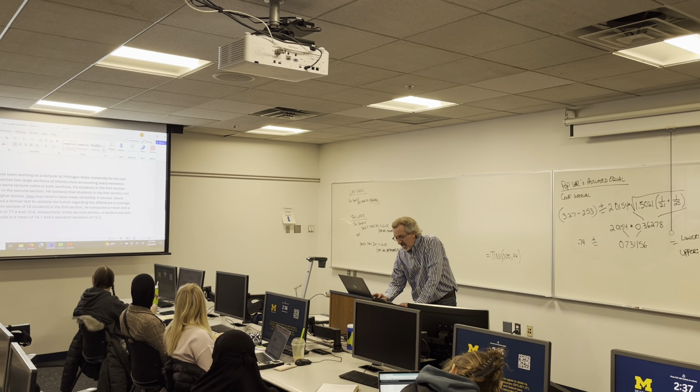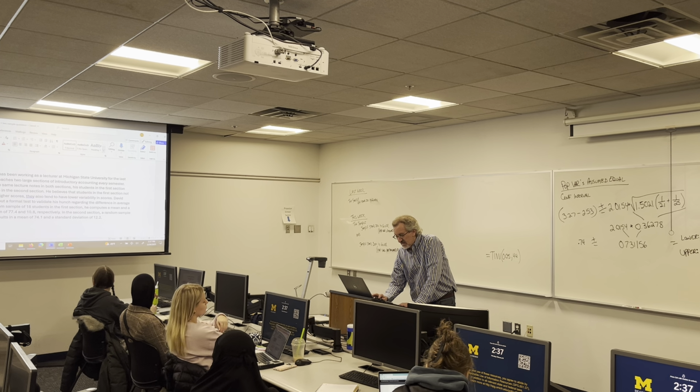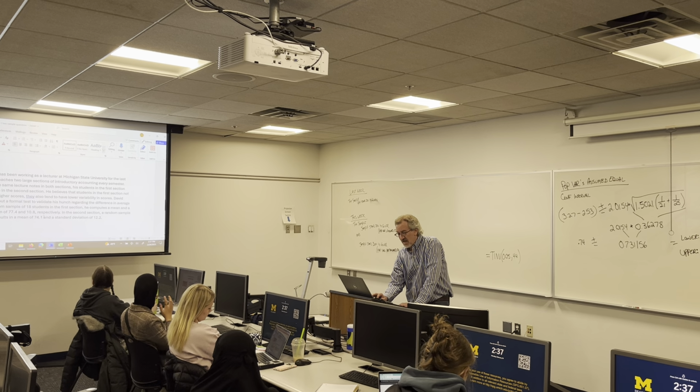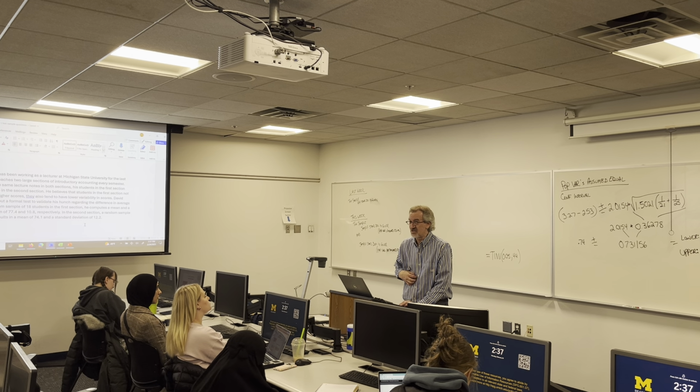David decides to carry out a formal test to validate his hunch regarding the differences of the average scores. In a random sample of 18 students in the first section, he computes the mean and a standard deviation of 77.4, 10.8 respectively. In the second section, a random sample of 14 students resulted in a mean of 74.1, standard deviation of 12.2. Z or T? T, because you're being given the sample standard deviations.